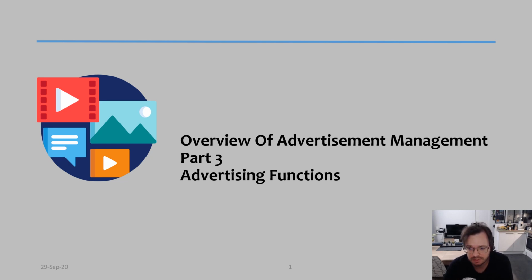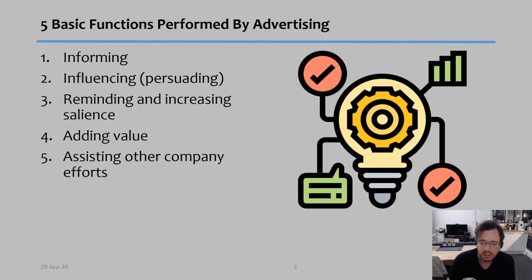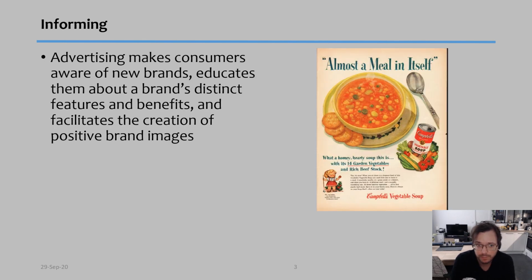Hello everyone, welcome to part 3 of the overview of advertisement management, and in this video I want to talk about advertisement functions. Now, advertisement focuses on 5 major functions: informing, influencing, reminding and increasing salience, adding value, and assisting other company efforts. So let's start with the first one, informing.